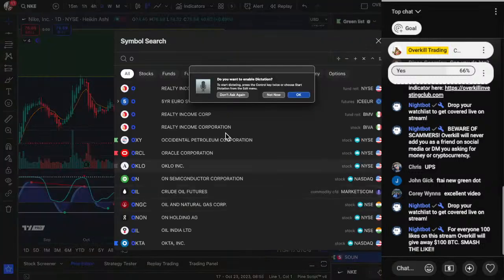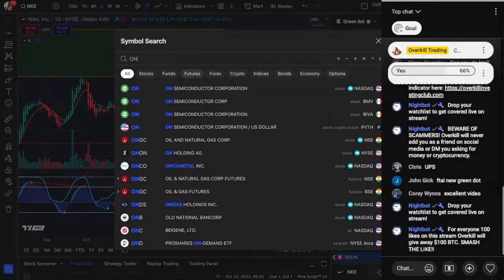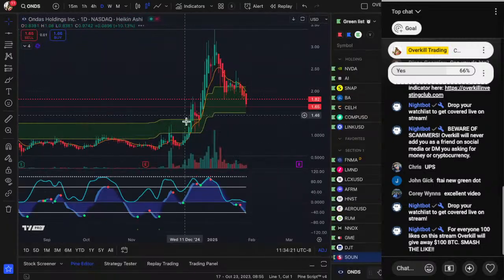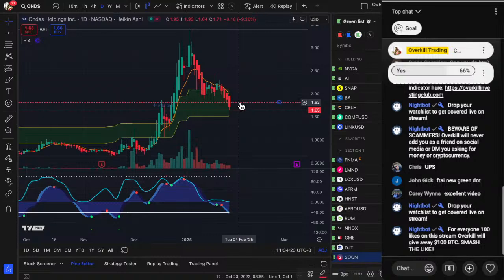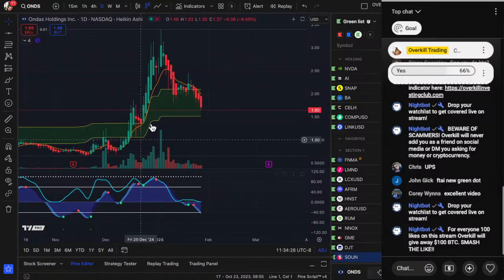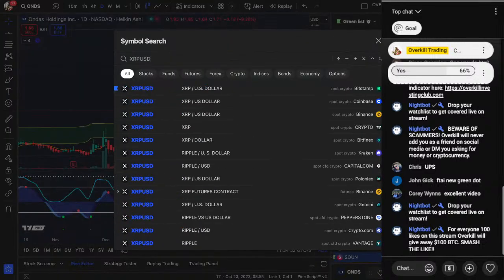ONDS. ONDS is still selling off here. It broke that support there at 180, so this thing's in a nosedive. I'd just be waiting on the next green dot here. We got Jason, XRP. I got you.